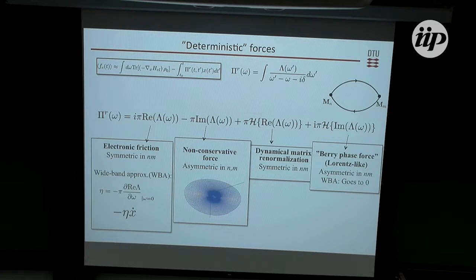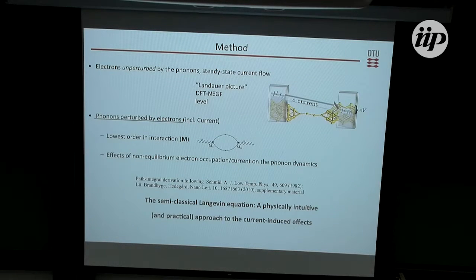In the wide band approximation, this is 0, so you need some more exotic structure. So just to sum up, what we are assuming is that the electrons are unperturbed by the phonons in the system, so they're just in steady state. And then to lowest order, we see how the phonons are perturbed by the electronic current, going to lowest order in this M. So it's basically, for the experts, this diagram here we calculate out of equilibrium. And then we interpret it in this Langevin picture.